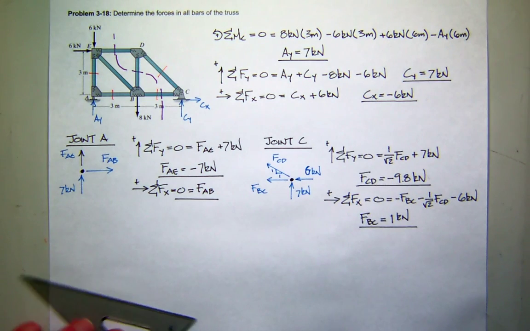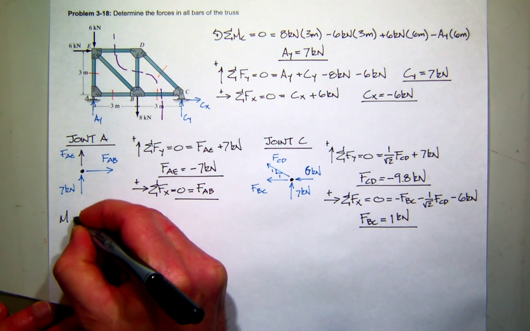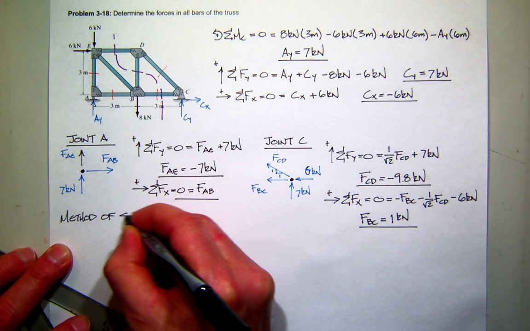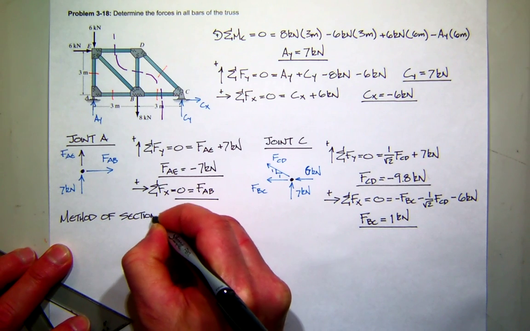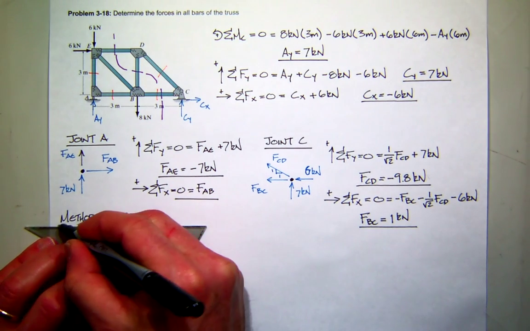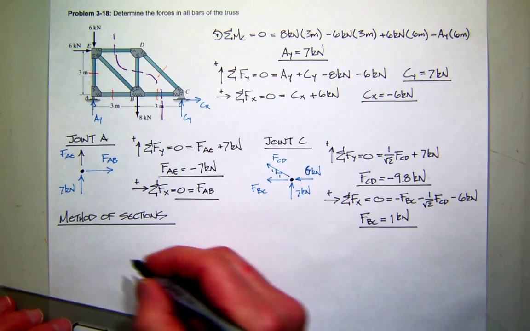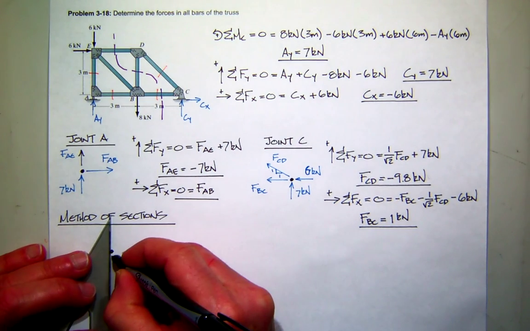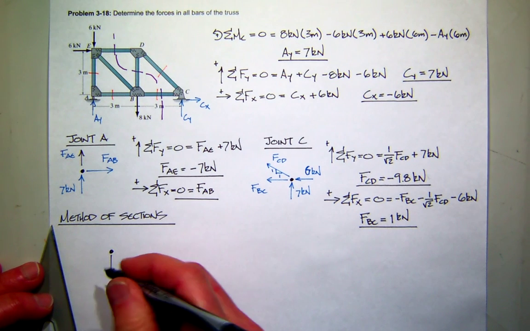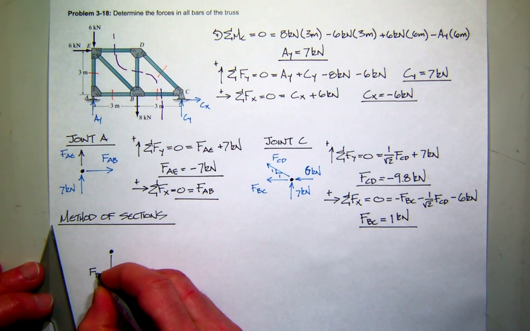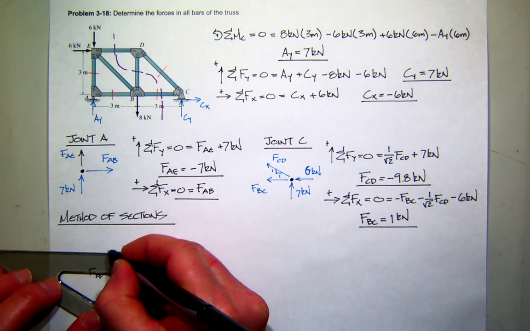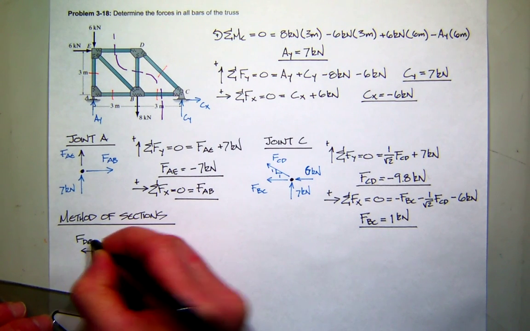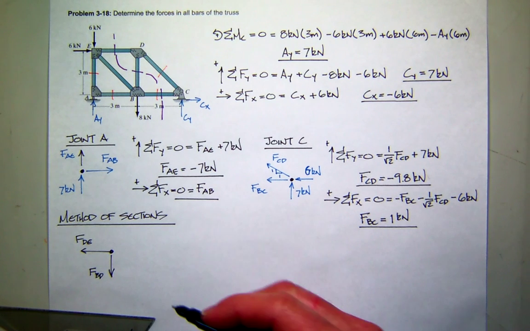So now, if I did that, and we come down here and I'll just write method of sections, I'll redraw that right-hand side. So I'll start with D. So from D, I'm going to assume a tension force in FBD and a tension force in FDE. Let's see, what else do I have?